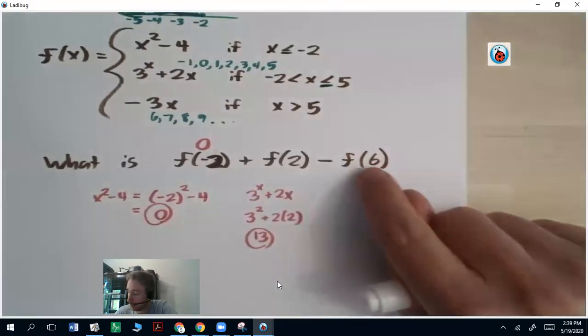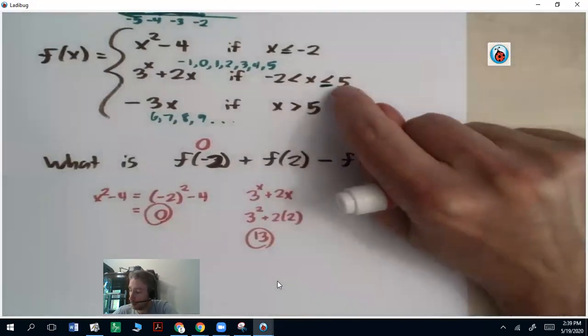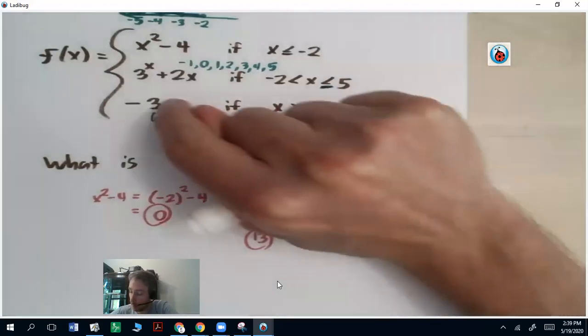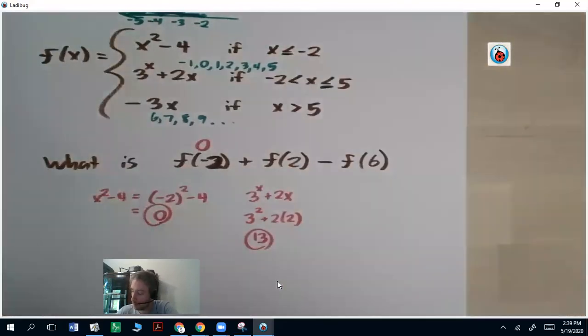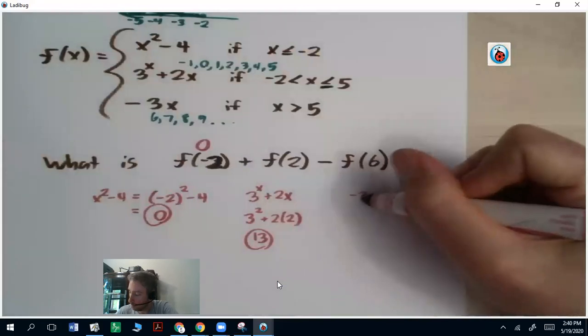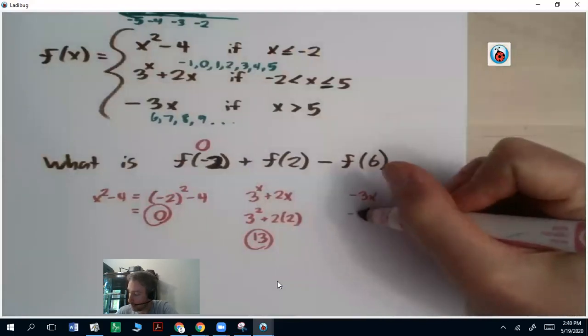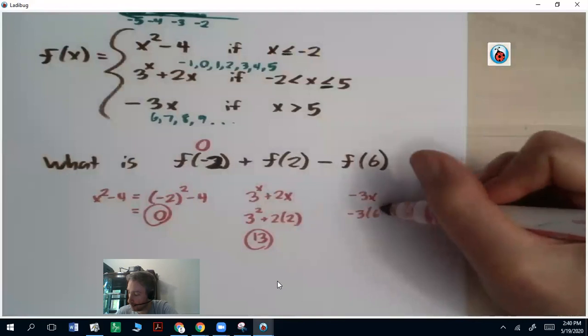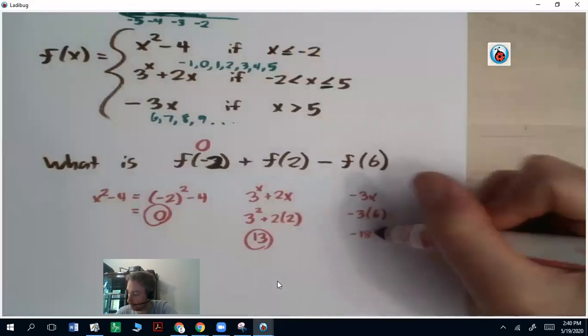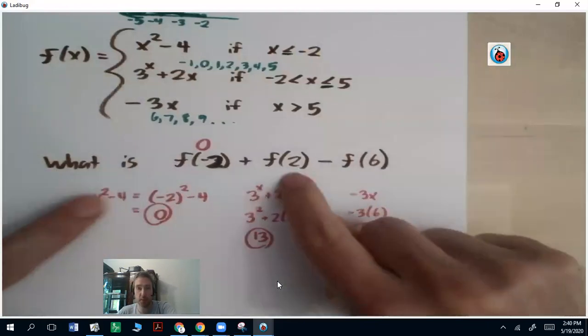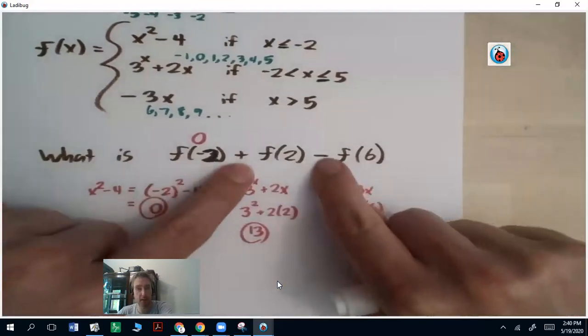And then the last one, f of 6. Well, 6 is greater than 5. So we're going to plug in 6 into negative 3x. So negative 3 times 6 is negative 18. So I have my individual numbers. Now let's put it into this expression.